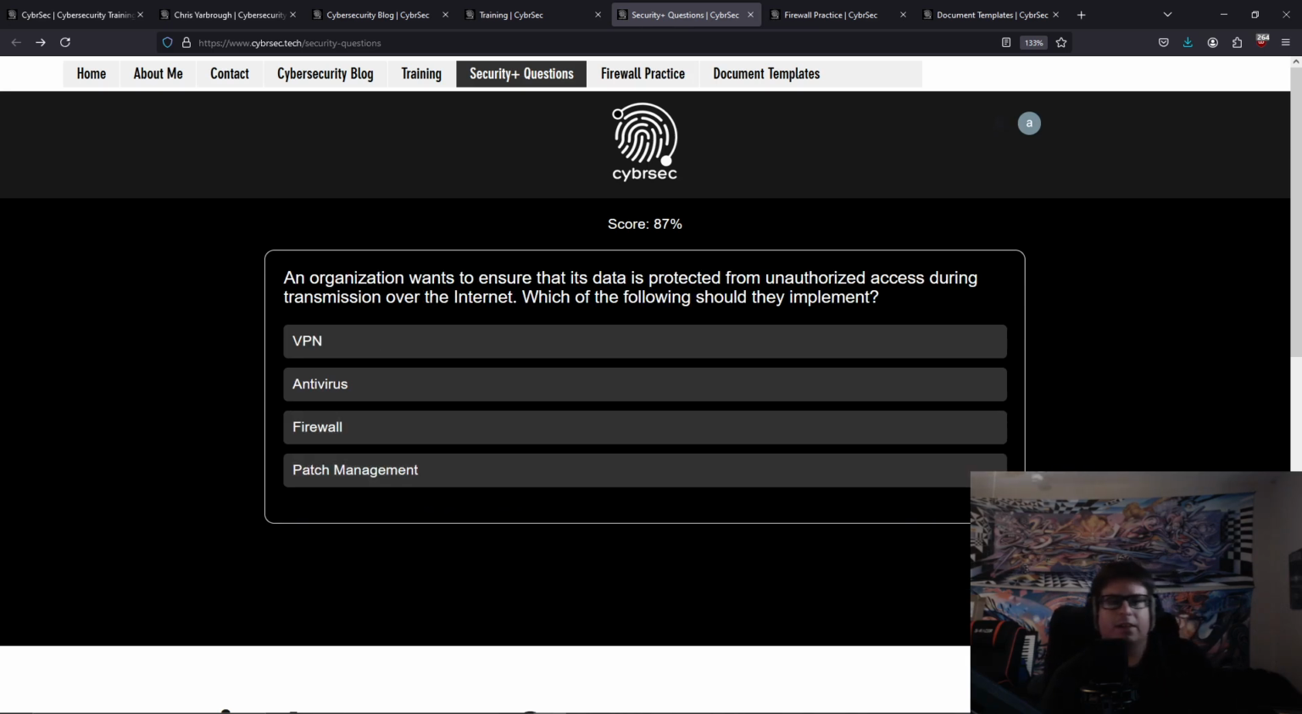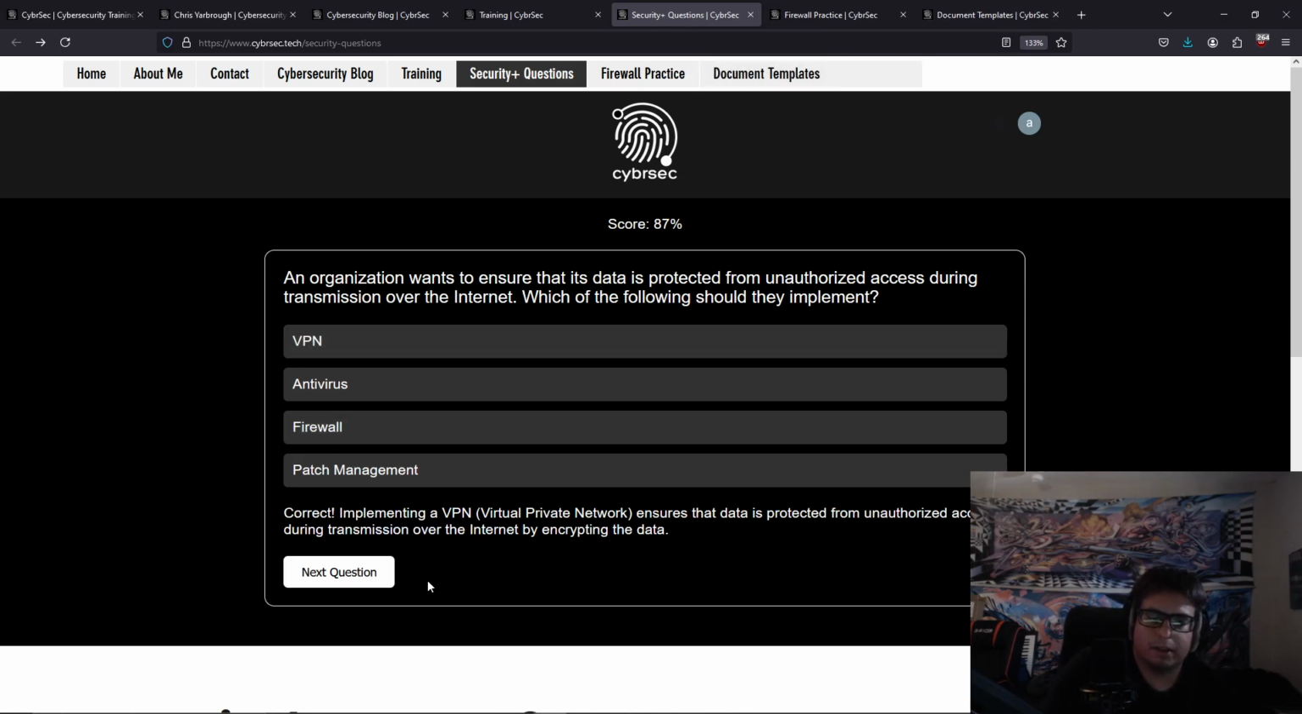An organization wants to ensure that its data is protected from unauthorized access during transmission over the internet. So it's going to be a virtual private network. Ensures that data is protected during transmission over the internet.